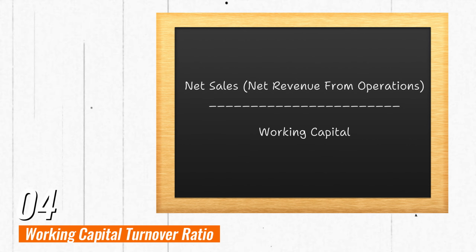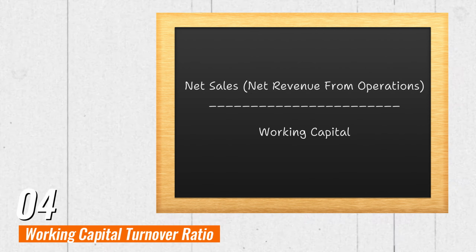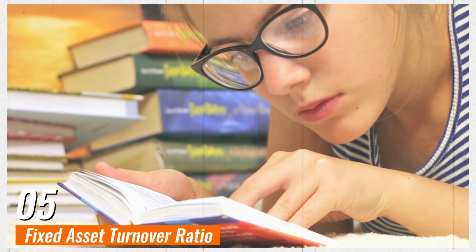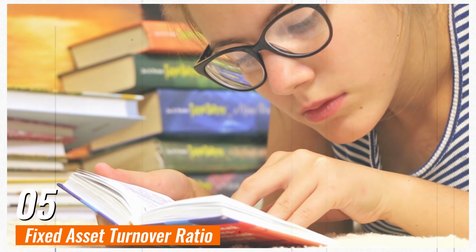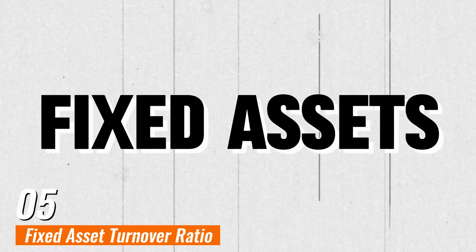So with this, we have finished the fourth ratio as well. Now, let's come to the next ratio, that is the fixed assets turnover ratio. Now, what is the meaning of fixed assets turnover ratio? First, tell me, what is the meaning of fixed assets?